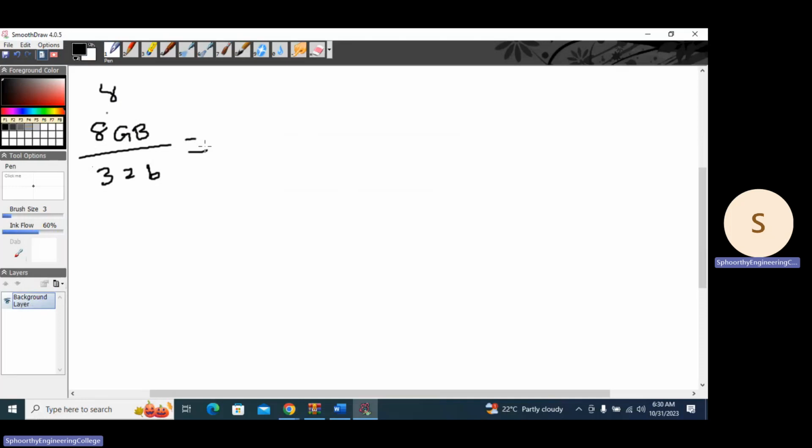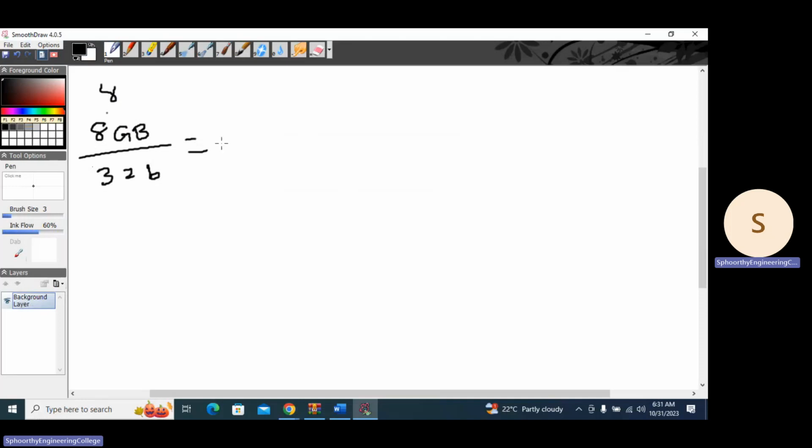Similarly, I have 8 GB RAM. I want to divide it into pieces. The size of each piece is 32-bit. So what I want to calculate now is, if I divide my 8 GB RAM into 32-bit pieces, how many pieces I'll get. This division will tell me how many pieces I will get.